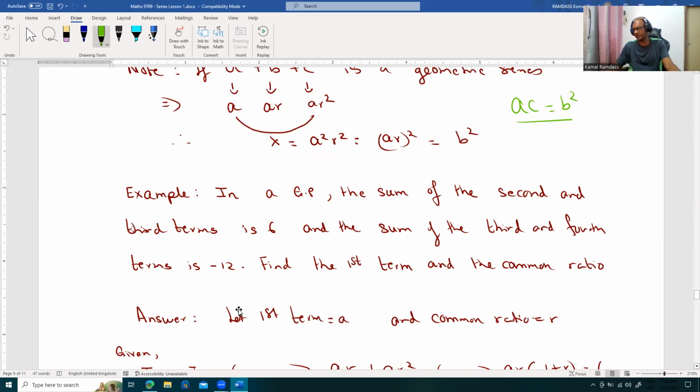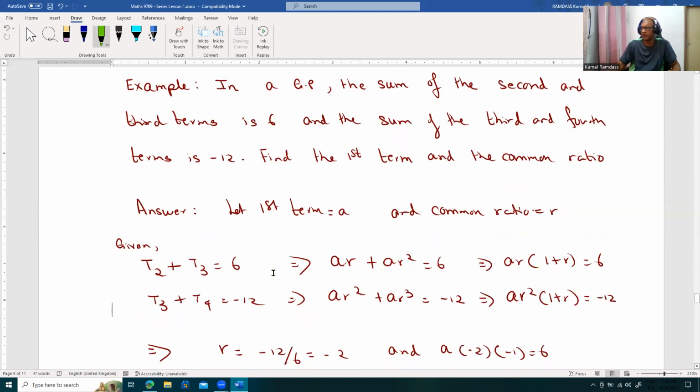Here, we already say, let the first term be A and the common ratio be R. These are the unknowns. Given the sum of the second and third, T2 plus T3 is equal to 6. The second term is AR. The third term is AR square, equal to 6. And I can say that AR can be factorised. AR is a common factor, multiplied by 1 plus R is equal to 6.